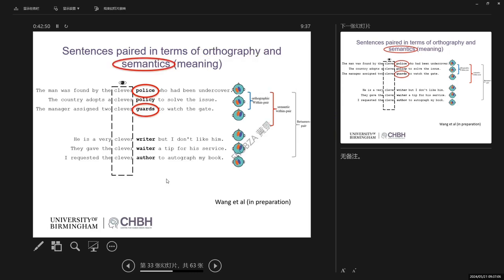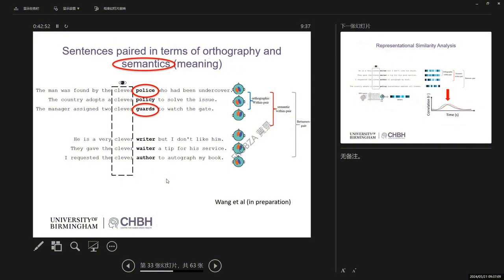We can also do the same in terms of semantics. So police and guards have very similar semantic meanings. So that could be people in uniform exercising control, right? So now we can look at the similarity, meaning how well the brain activity correlates for guards and police. And then we can compare that to between pair, police and author, right? So this is all there is to it.